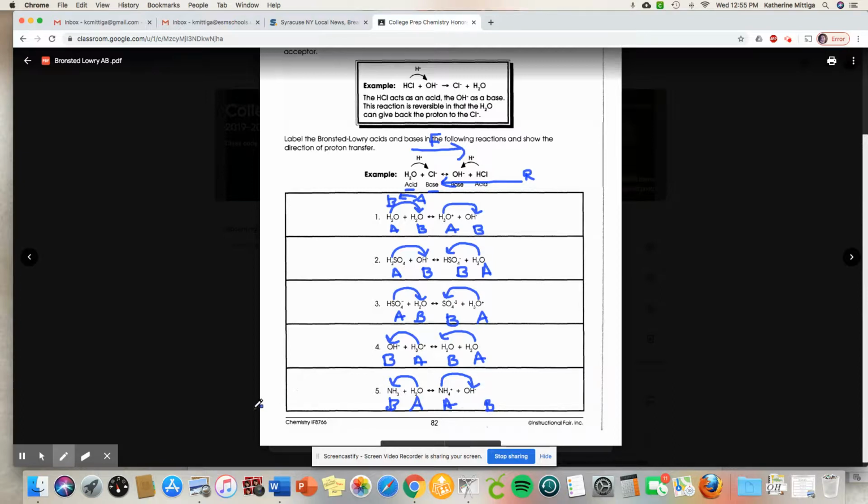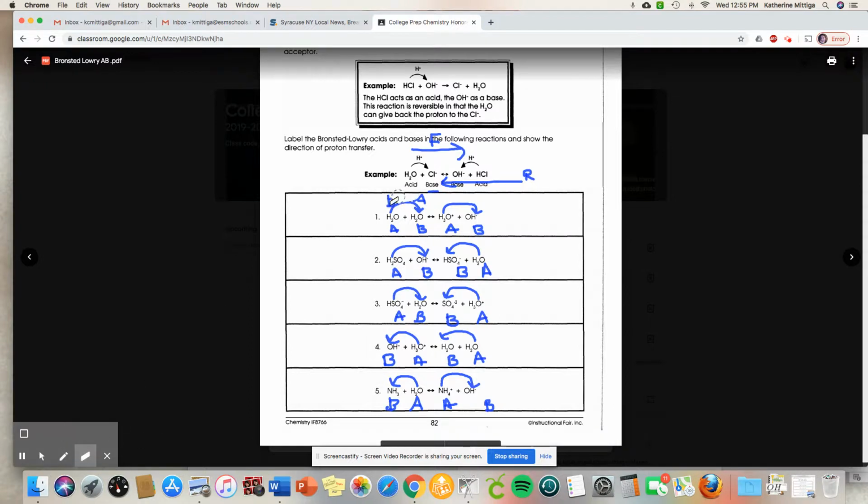Now, if you are in the regular college prep, you can stop watching because I have something for the honors kids to talk about, which is conjugate acid-base pairs. Or you could just continue listening because it's interesting. So for the conjugate acid-base pairs, really all you do is you pair up the acid on one side with the base on the other.